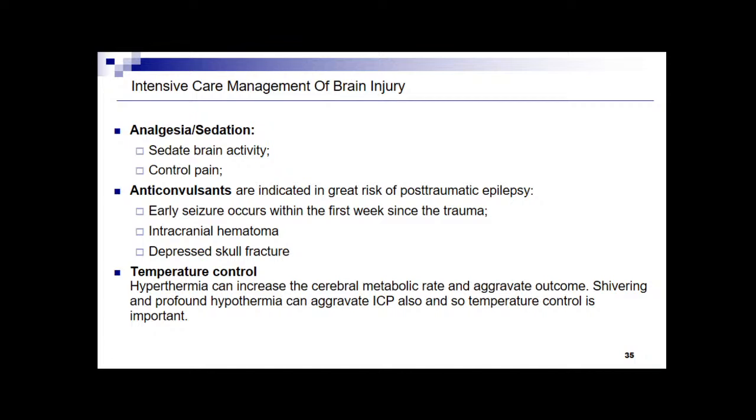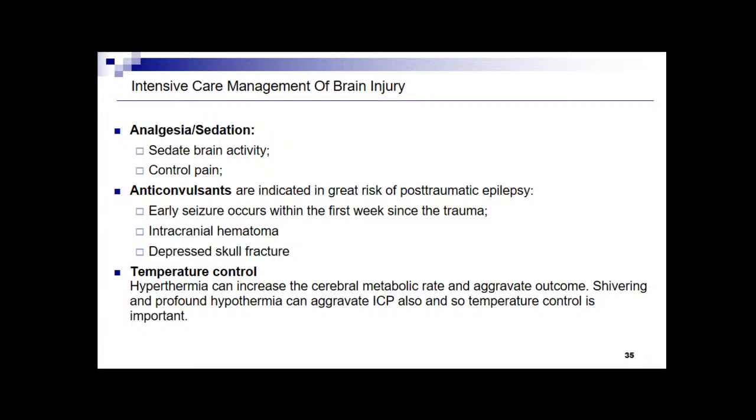After the neurological monitoring has been estimated, we must prescribe conservative treatment, intensive care. The first point of the conservative treatment is analgesia and sedation. We must sedate brain activity and control pain. Why? We must control the pain because pain is a trigger mechanism for vasoconstriction. Vasoconstriction means depletion of blood supply to brain tissue, and may aggravate post-traumatic brain edema.